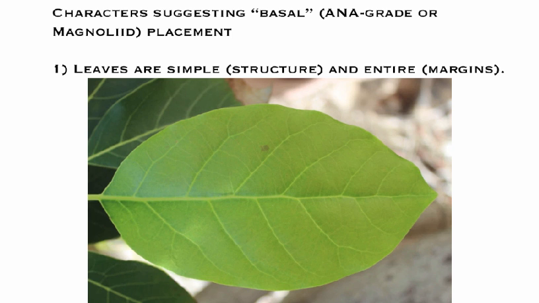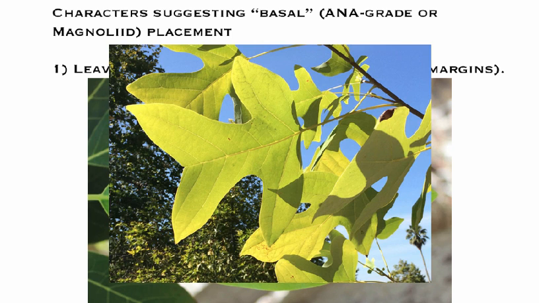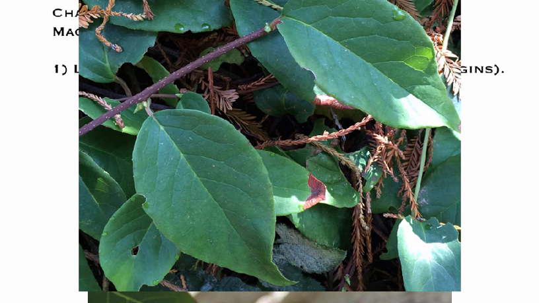but the entire margin rule is sometimes violated by plants in the Magnoliids. For example, this is Liriodendron, or the tulip tree, which is also in the Magnoliids. Sassafras leaves are also similarly not that simple elliptical shape. Okay, and so yeah, there are some exceptions. Liriodendron is one.